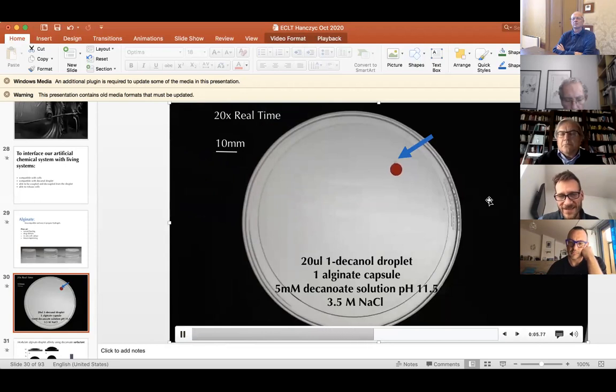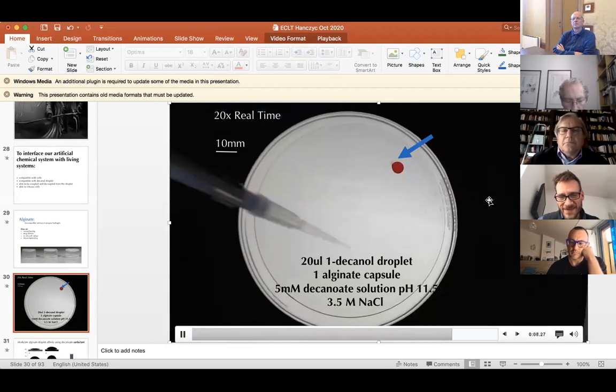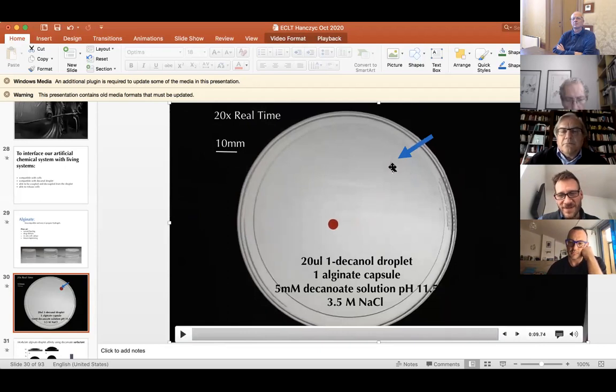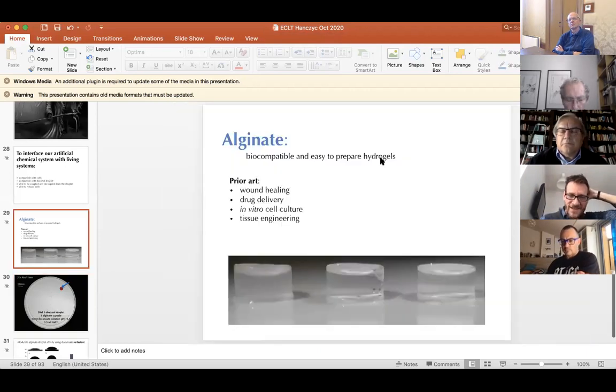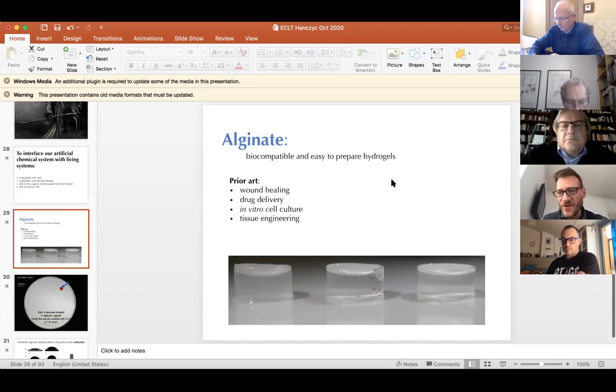And we made a gradient. The droplet moves, but the capsule stays there. So there's an incompatibility between this hydrogel and this droplet. It should be no surprise to some of you, because these things are hydrogels, which means they're very hydrophilic, and an oil droplet is hydrophobic. It's the opposite, right? So these things don't want to mix. You're not going to easily get a hydrogel embedded into a non-polar liquid.